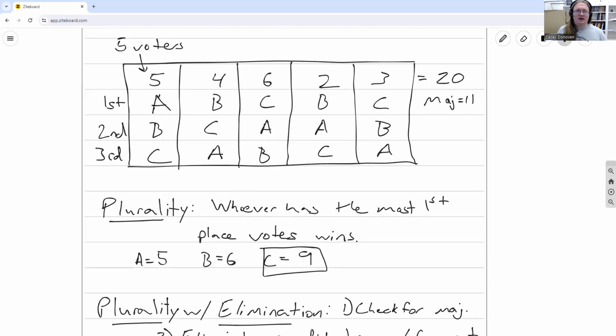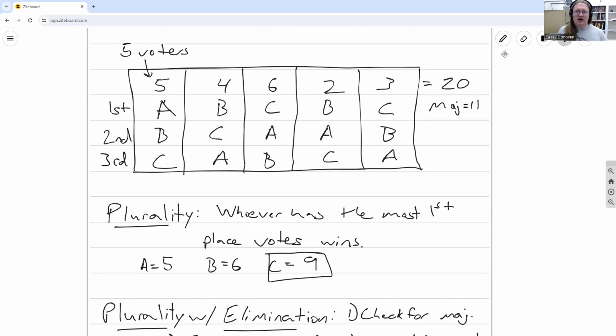So in this particular election, we can see that C has the most first place votes with 9, but no one has a majority. So no one wins. What we can do instead is eliminate the candidate with the fewest first place votes. The candidate with the fewest first place votes would be A. So we will end up eliminating A from the election.